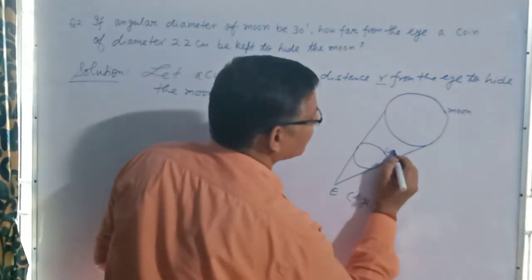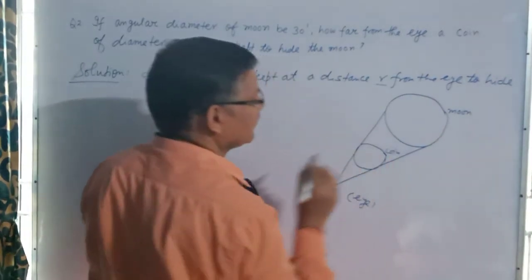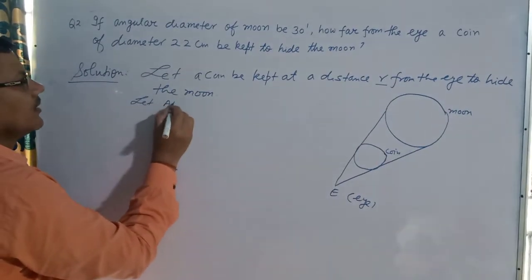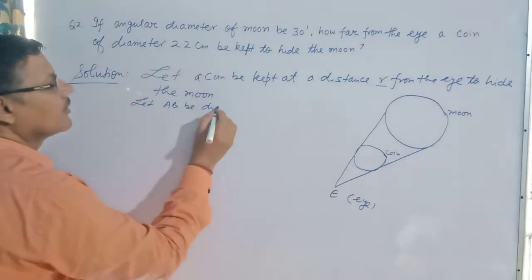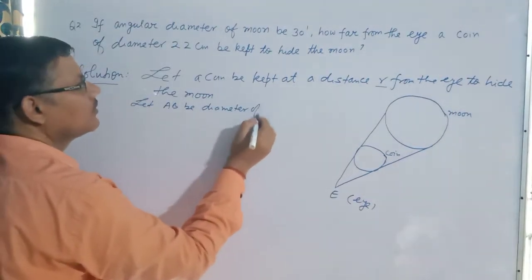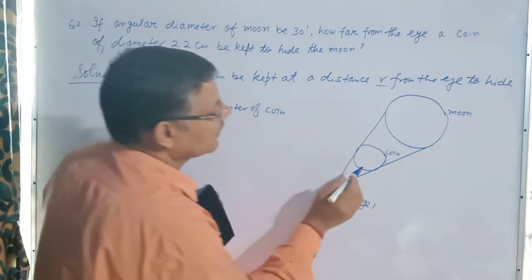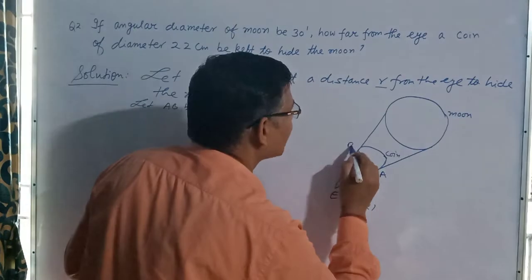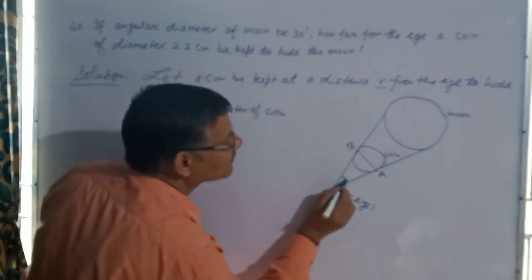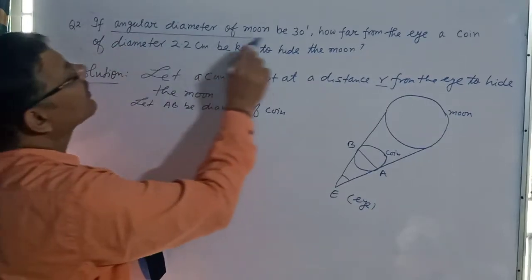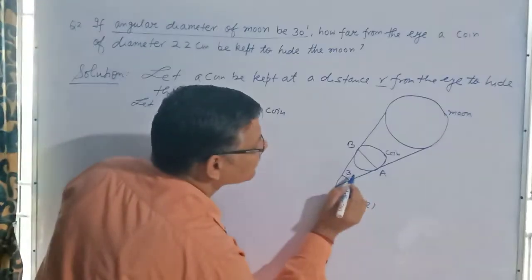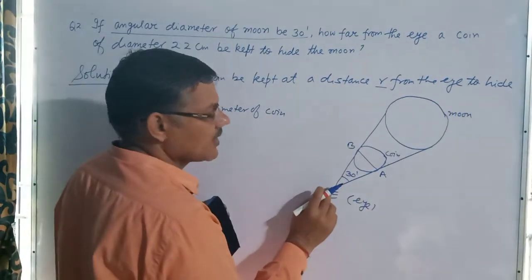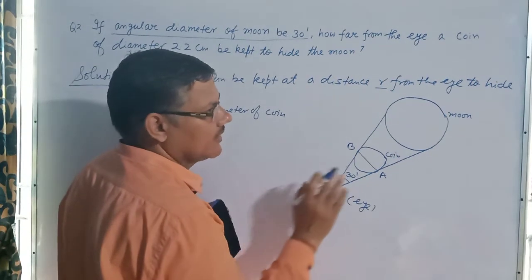So this is the coin. Now let AB be the diameter of the coin. So this is the coin and this is AB. This is called A, this is called B. Definitely this angle, since it is given as the angular diameter of the moon, is 30 minutes. It means the angle subtended by the moon at the eye of the observer is 30 minutes. And this is the coin.